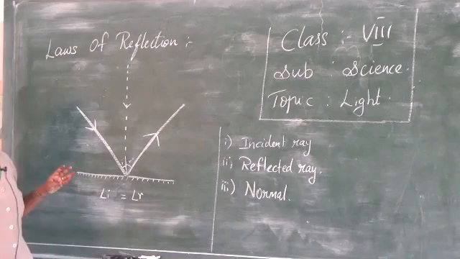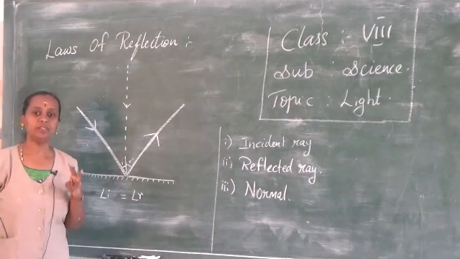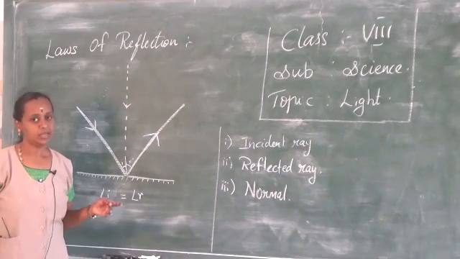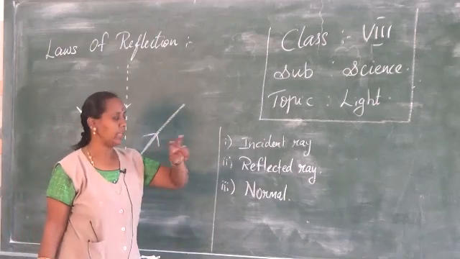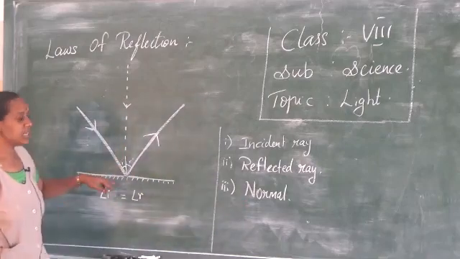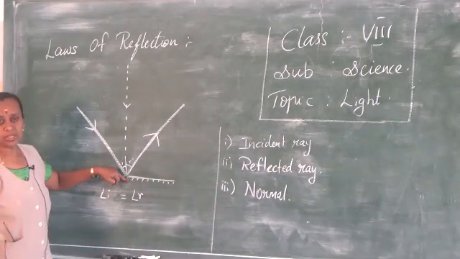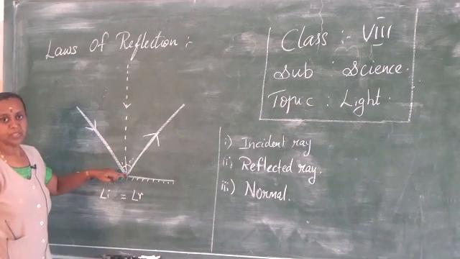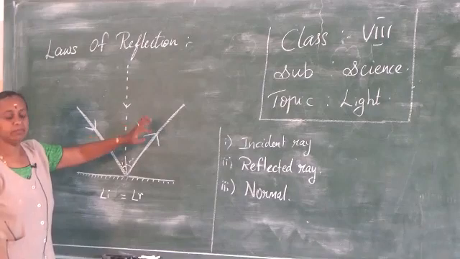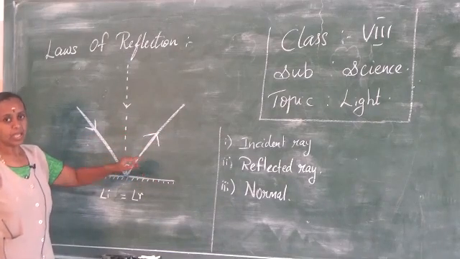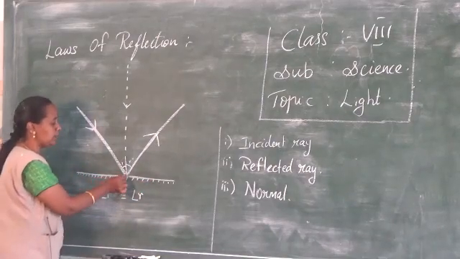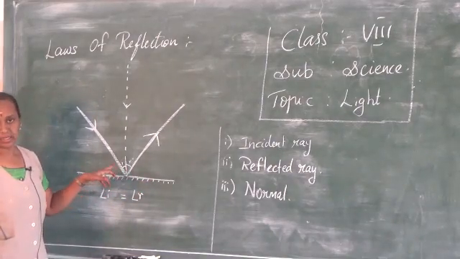So we studied what is reflection. The bouncing back of light rays by a polished, shiny, smooth surface is called reflection. Reflection involves two rays: the incident ray and the reflected ray. A ray falling on a smooth surface is called the incident ray. After falling, it moves back to the medium, and that is called the reflected ray. And here you can see an imaginary line which is perpendicular to the reflecting surface at the point of incidence, called the normal.